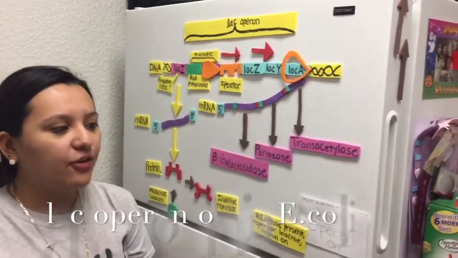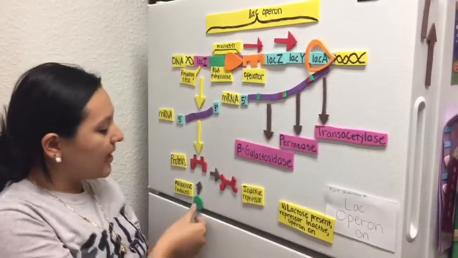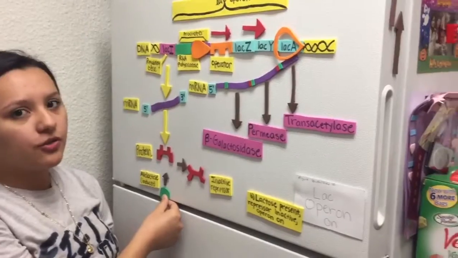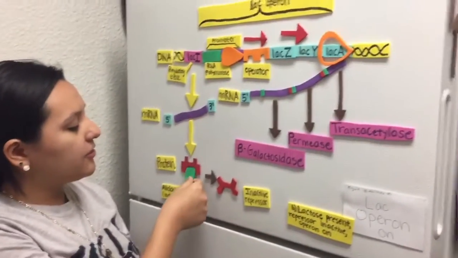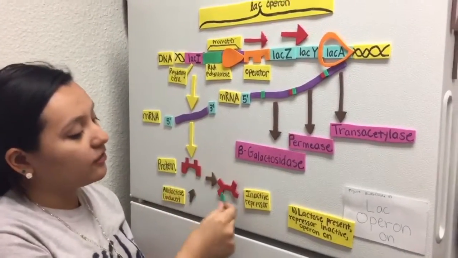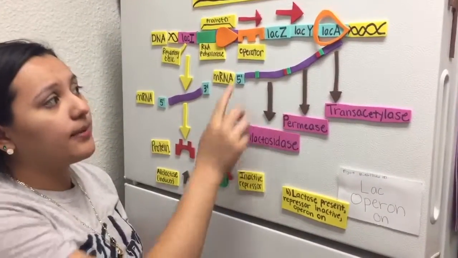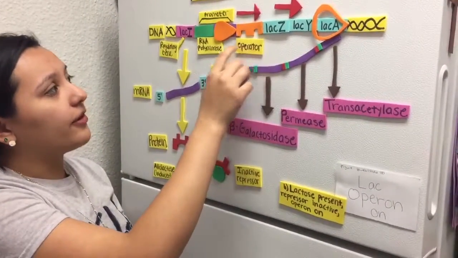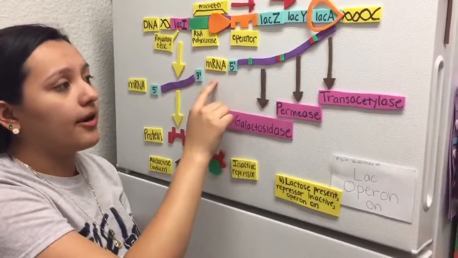In this presentation, I will be explaining what occurs with the lac operon on. We begin with our lactose, which is also known as an inducer. This inducer, lactose, binds to the once active repressor, changing its shape into an inactive repressor. This inactive repressor then does not have the ability to bind to the operator. Therefore, RNA polymerase has the ability to go through and transcribe genes to mRNA.